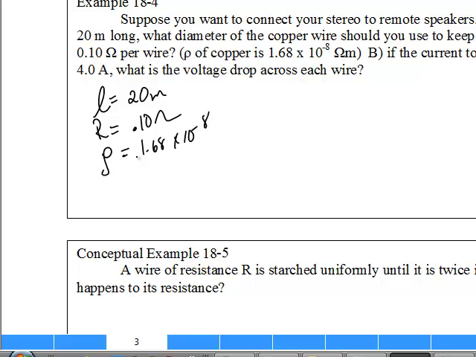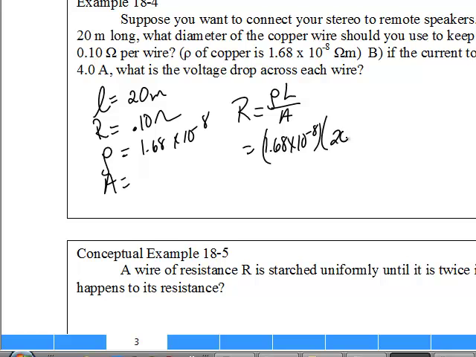And what are we looking for? We're looking for diameter. So I'm going to solve for area first of all. The formula, resistance equals ρL over A. And so we're going to have 1.68 times 10 to the minus 8 times the length of our wire, which is 20 meters, divided by our area, which we don't know, and that's going to equal 0.10. As I do this math in my calculator, it will give me the value of the area. However, I don't want the value of the area, I want to calculate then the diameter.